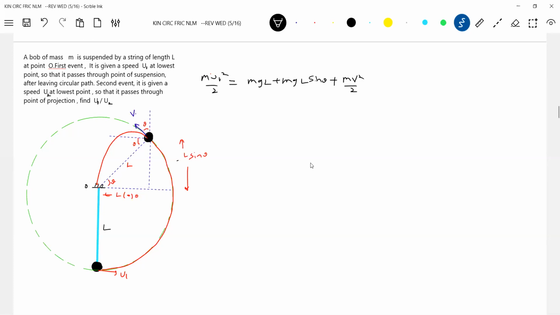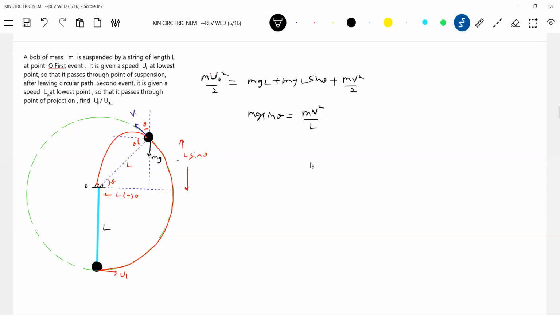Condition to leave the circular path: who will provide the required centripetal force? mg sin theta. Tension will become 0, then mg sin theta equals m v square by L. Like this, we can replace theta and we'll get an expression for v. But u1 is unknown, no? What to do? You bring in the idea of projectile.